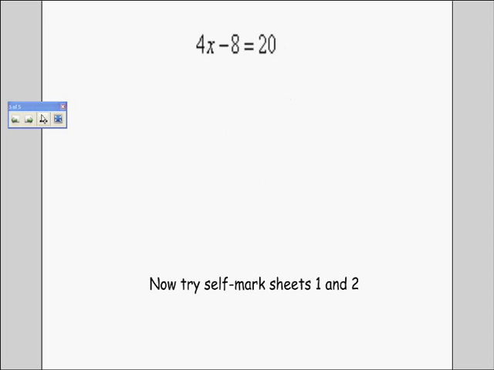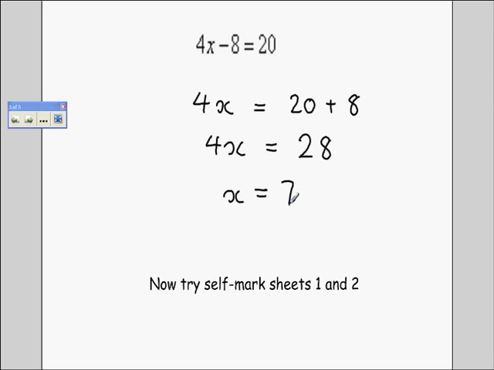Moving on to another example. 4x minus 8 is 20. The inverse process of subtracting 8 is to add 8, so we have 4x is equal to 20, add 8. 4x is equal to 28, and then 4 times 7 of course is 28, so x must be 7.